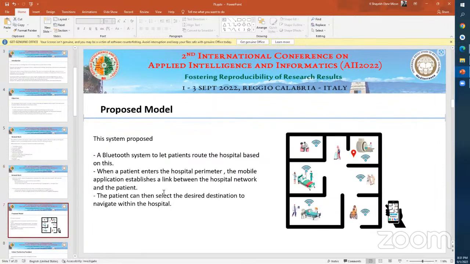So, the proposed model. Here is the hospital premises with patients, with a Bluetooth system to let patients route the hospital. When a patient enters the hospital perimeter, the mobile application establishes a network between the hospital network and the patient. Finally, the patient can then select the desired destination to navigate within the hospital. Next, elaborately in detail.